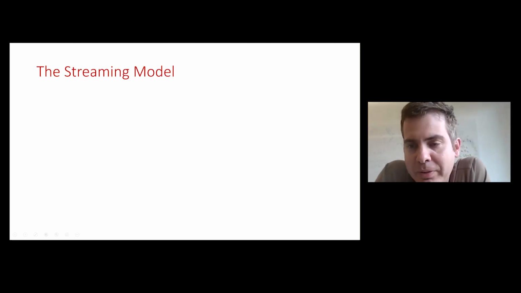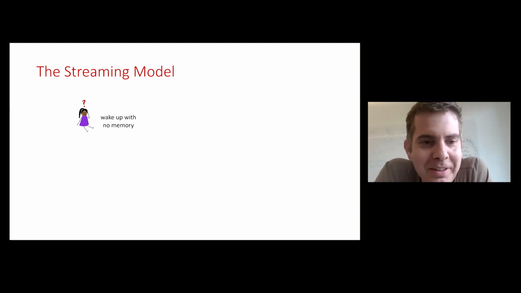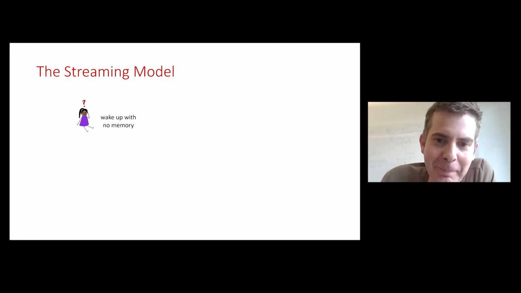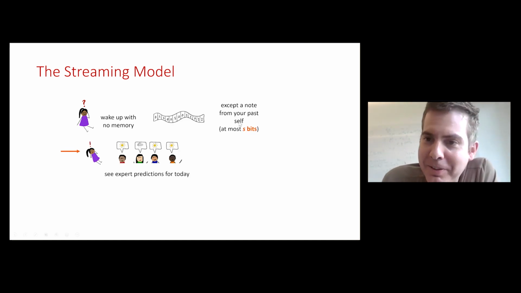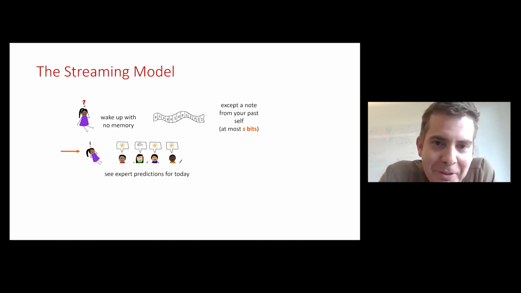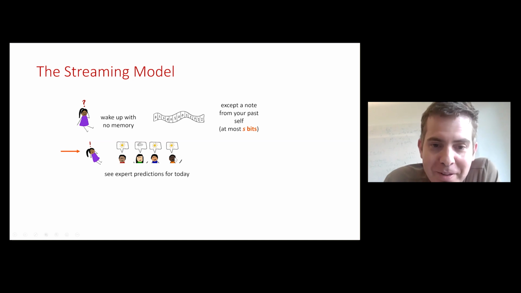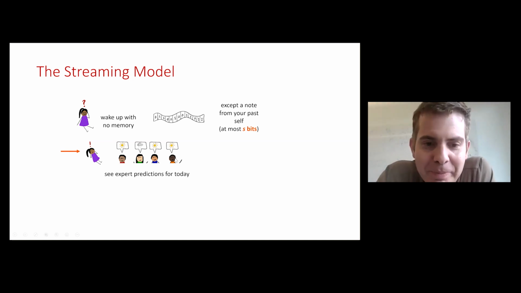So we look at this in the streaming model, which you've seen in the workshop today. And here is a cute slide that my co-authors made. So here's one way of doing the streaming model. You wake up one day, you have no memory, except some note from your past self, which has at most s bits. Okay, so you made some note to yourself. And what happens in this experts problem in the streaming model? Well, then you walk through the n expert predictions for that day, and you see them one at a time.